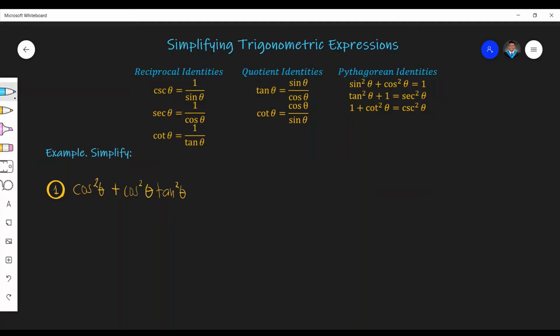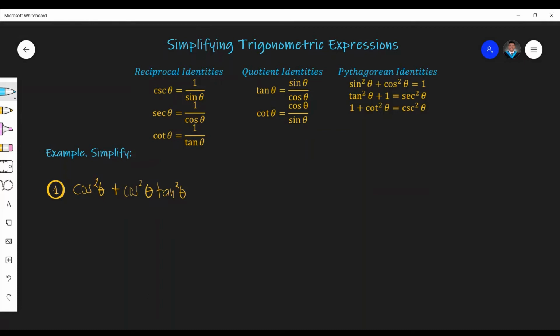For today's lesson, we are going to learn kung paano mag-simplify ng trigonometric expressions using the trigonometric identities. Now, for example, simplify cosine square theta plus cosine square theta times tangent square theta.